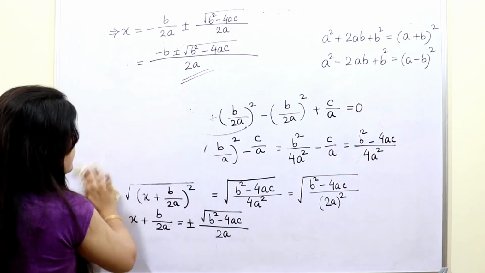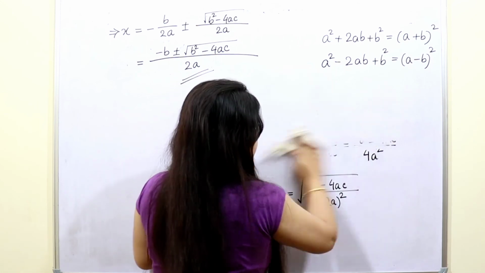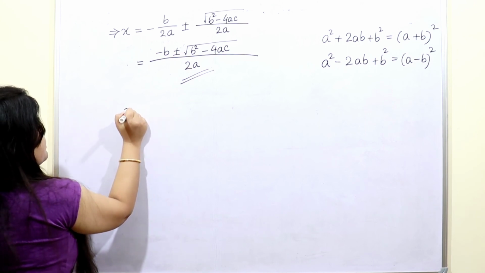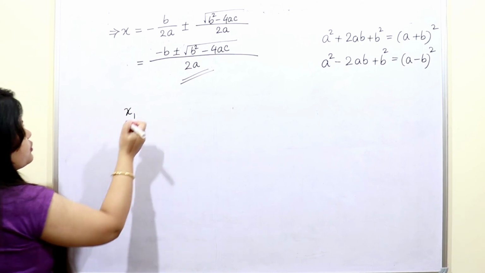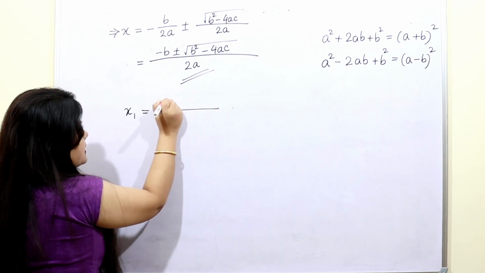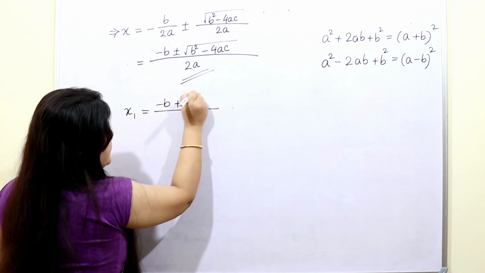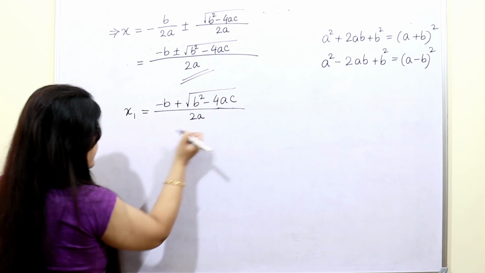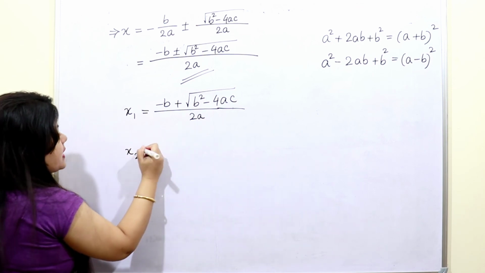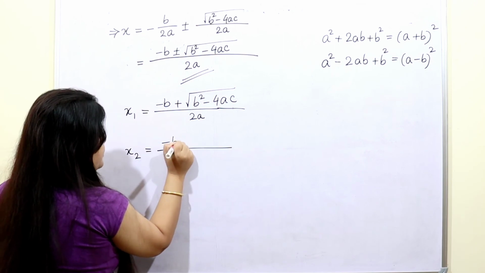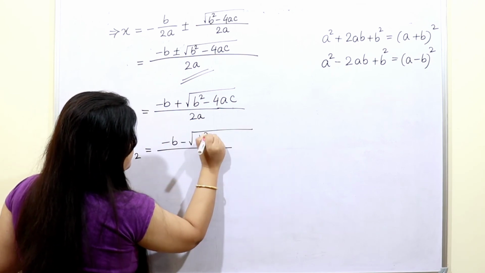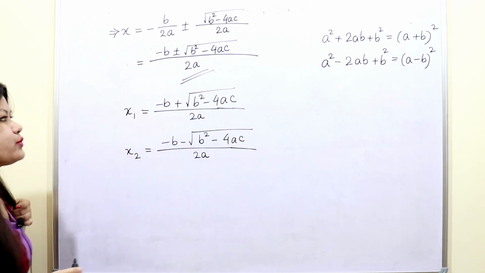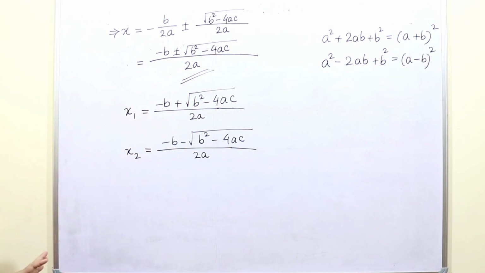That's why we can get the answer like this. First solution we will denote it by x1. First we will consider the positive value, so minus b plus root over b square minus 4ac divided by 2a. Then the second solution we can denote it by x2, and the value is minus b minus root over b square minus 4ac divided by 2a. So in this way we can solve a quadratic equation by complete square method.